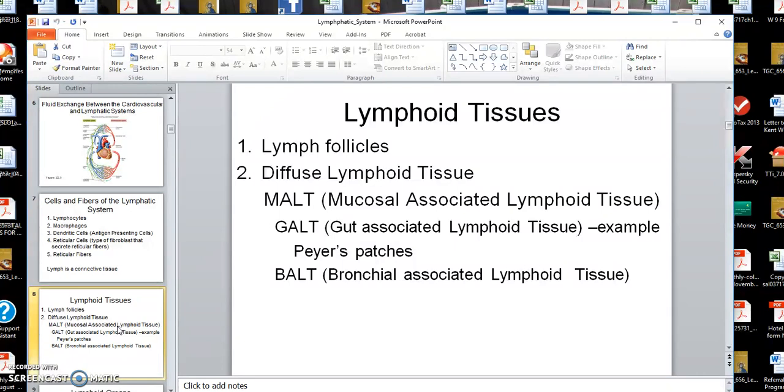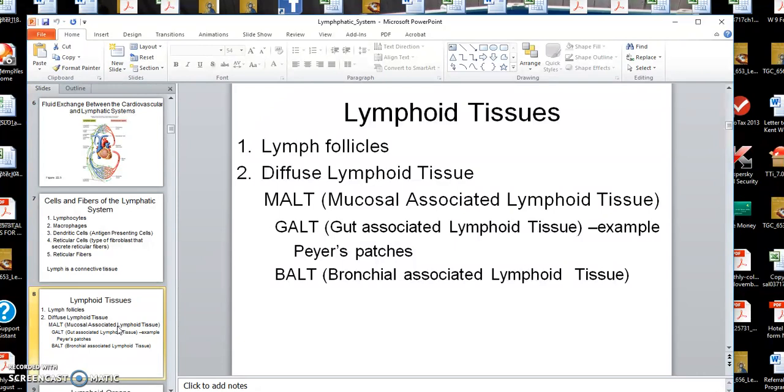Then you have diffuse lymphoid tissue. So unlike the lymph follicle, which is like a cluster of lymphoid cells, the diffuse are spread out. Now they're spread out in areas, in pipes we'll say, where you really meet the outside world more. One is the digestive tract. When food is not clean, so when it comes in, you want to clean it up. So in the wall of the digestive tract, you would find many different lymphocytes. The other is when you breathe in air.